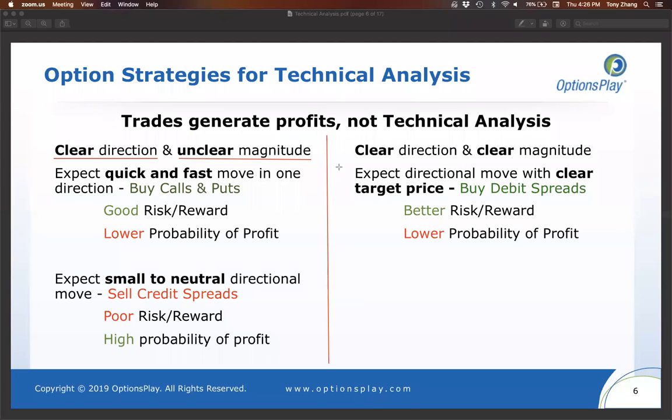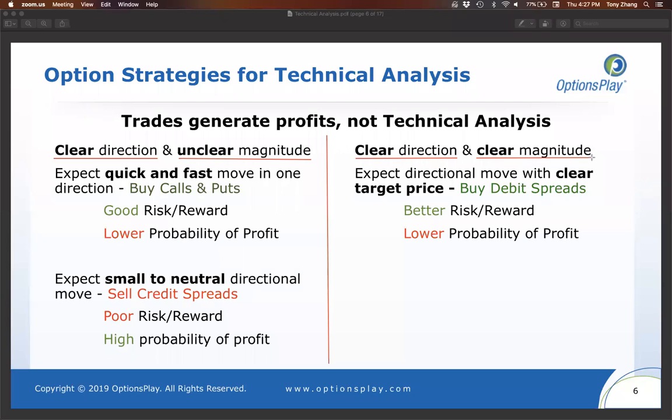There are certain forms of technical analysis that will give you a clear sense for whether a stock is going to move higher or lower, but it doesn't really give you a sense for whether it's going to move 1% higher or 5% higher or 10% higher. And if that's the case, there are two different strategies that you can trade. Conversely, if you do have a clear sense for direction and you have a clear sense for magnitude, then there's one strategy that you can trade on that specific front.